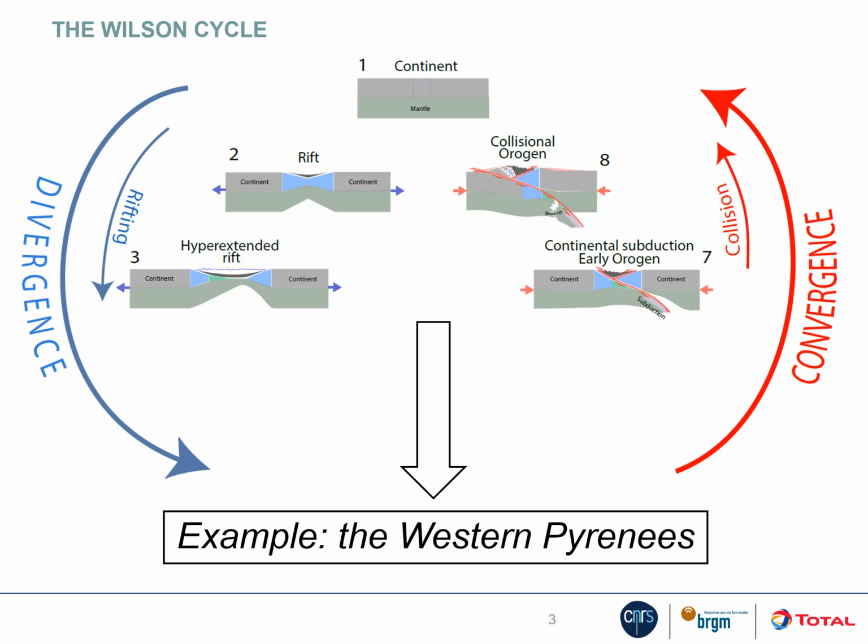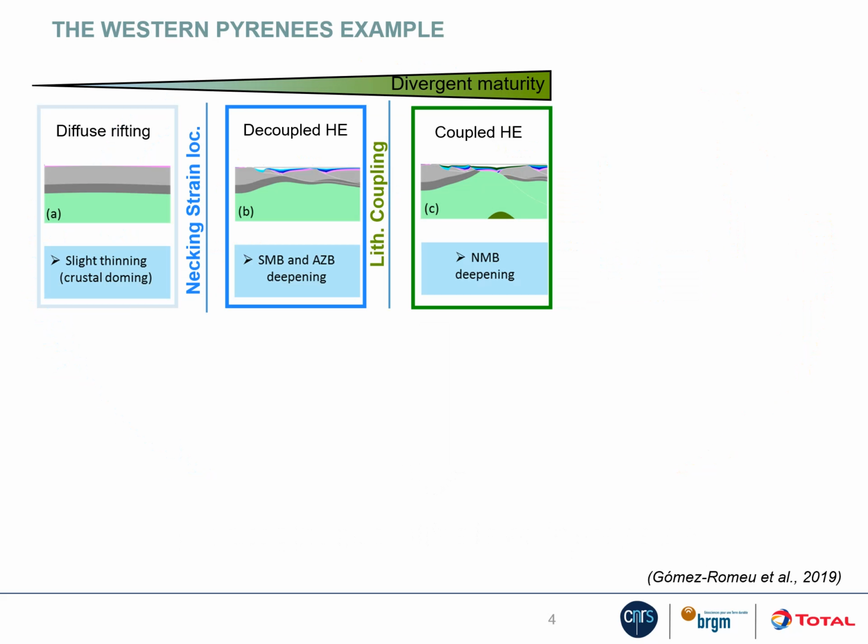Not always will a divergent event lead to the formation of an oceanic domain. This is shown and evidenced by the Western Pyrenees example. Part of my PhD focused on studying how a rift event might have controlled the onset and evolution of orogenesis, using the Western Pyrenees as an example.